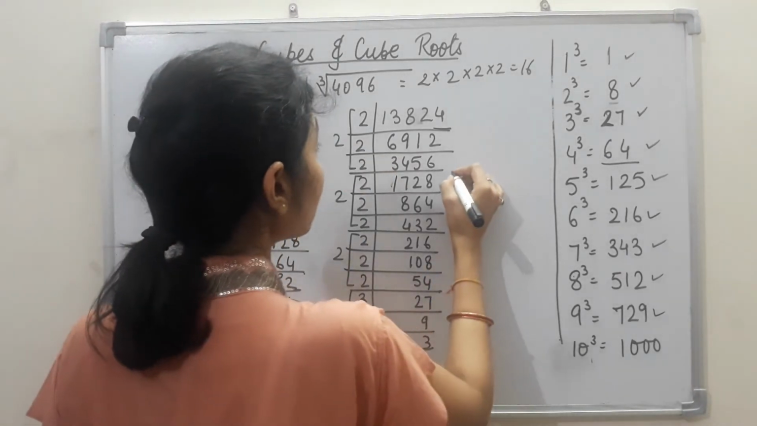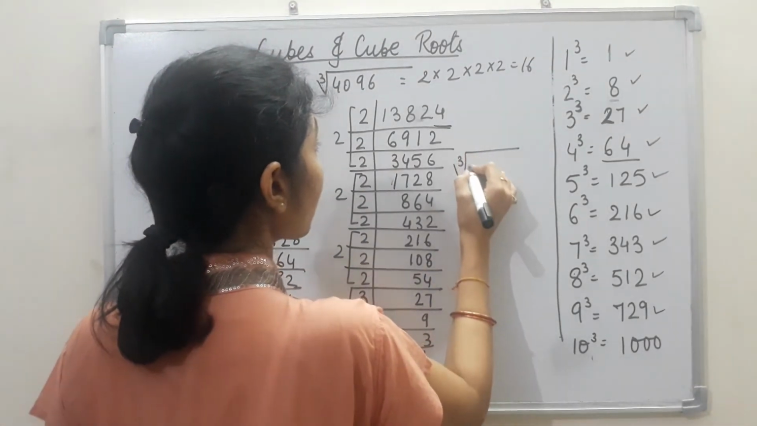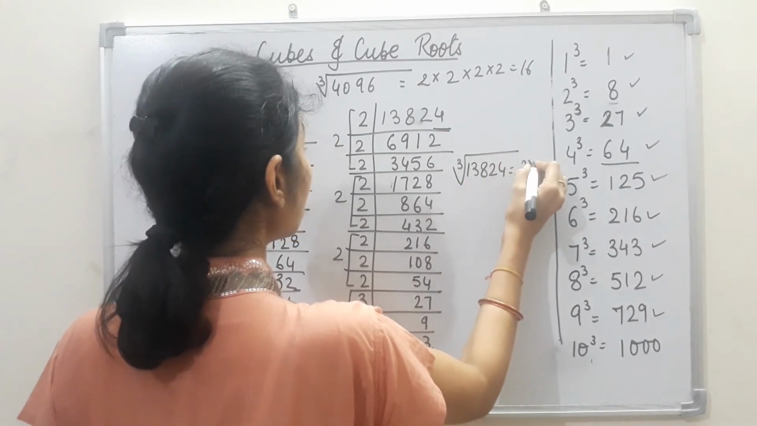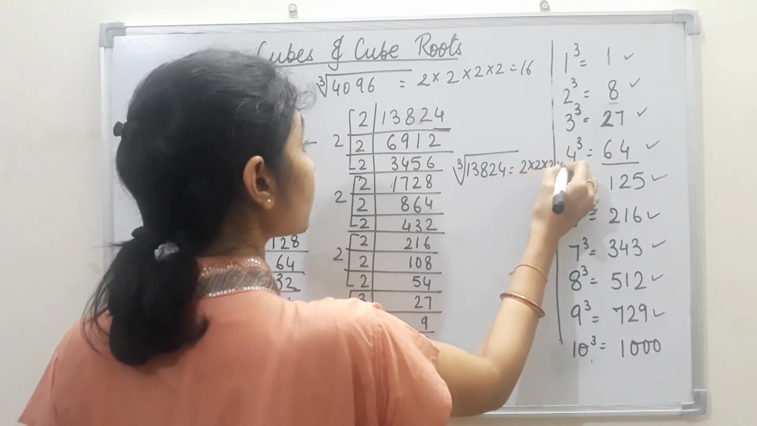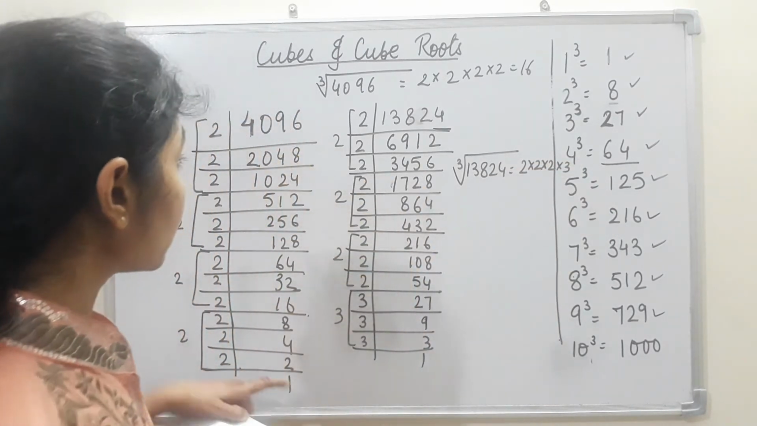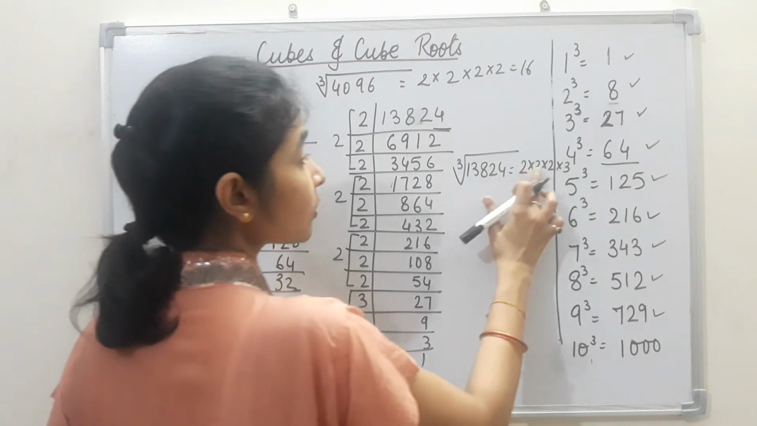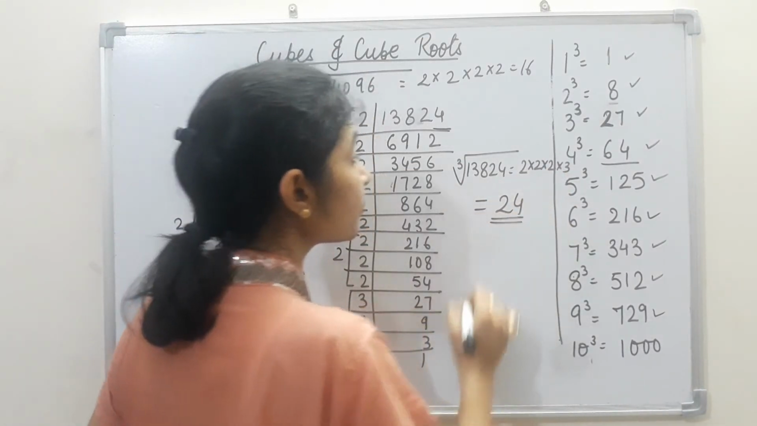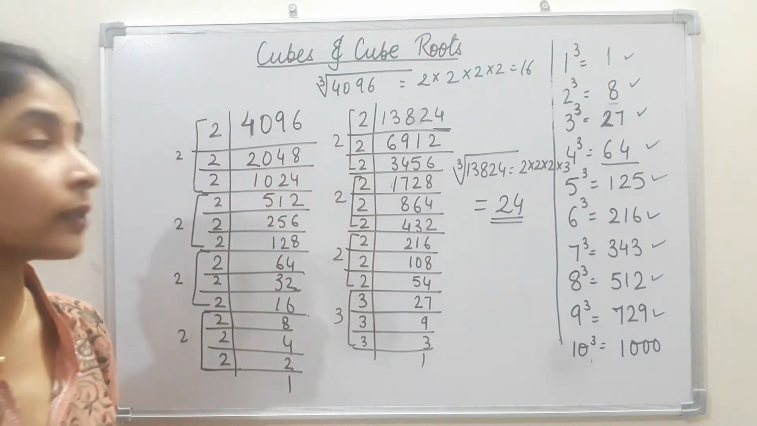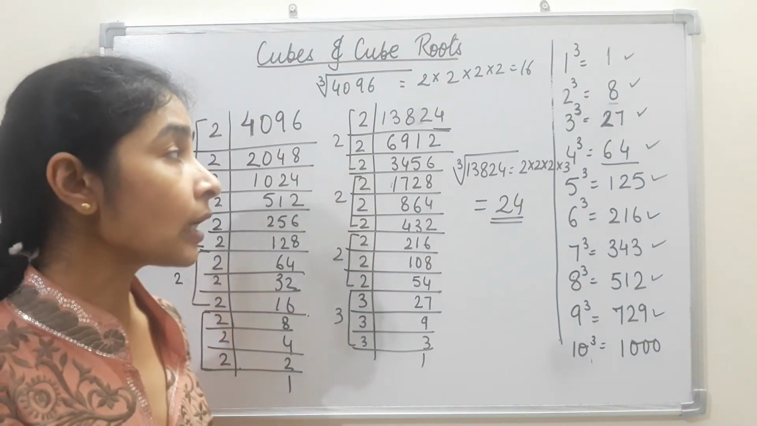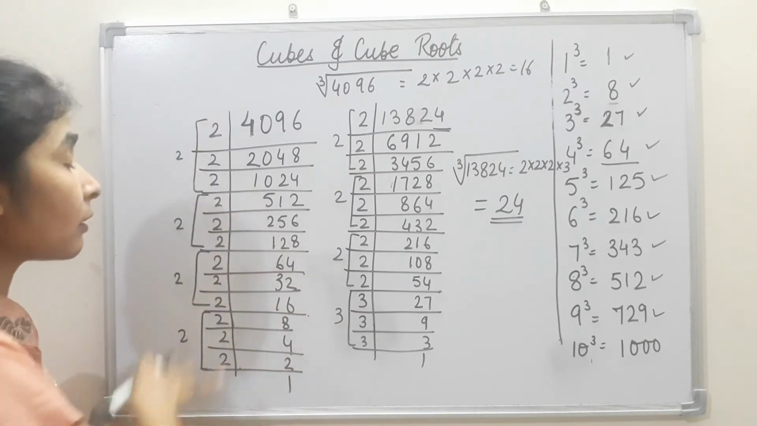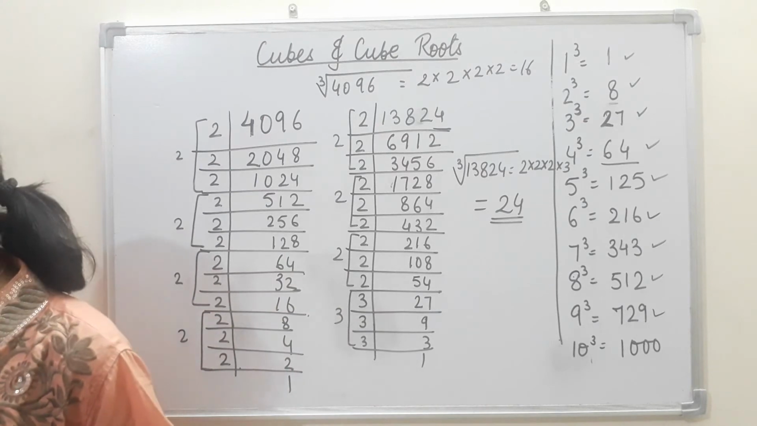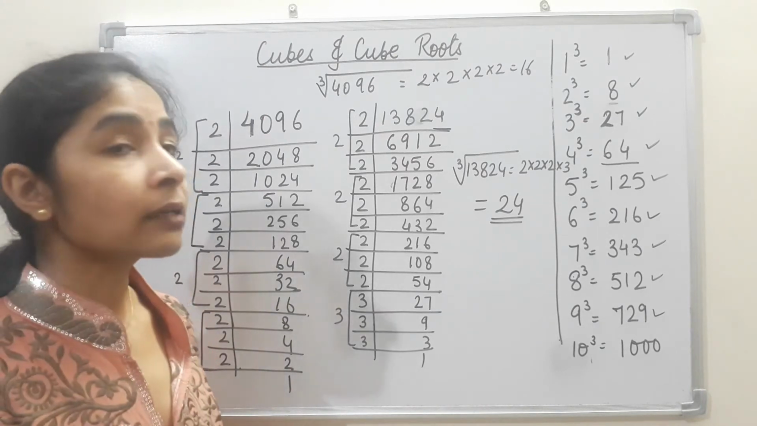Now the cube root of 13824 is equal to 2 into 2 into 2 into 3. 3 times 2 and 1 time 3. 2 2's are 4, 4 2's are 8, and 8 3's are 24. That is equal to 24. So cube root of 13,824 is 24. Okay, so like this it goes. In square roots we used to take pairs, and here we are taking the cubes.